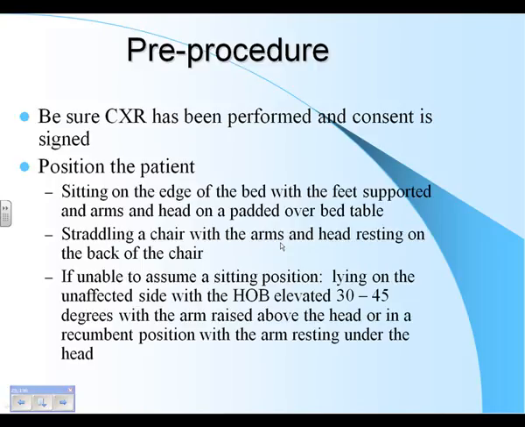If they are unable to sit up, then you can have them lie in the bed on the unaffected side. So if I've got a pleural effusion on the right lung, I'm going to have the patient lay on the left side. Elevate the head of the bed at a 30 to 45 degree angle, which again, gravity helps make sure that fluid goes down to the bottom of the lung.